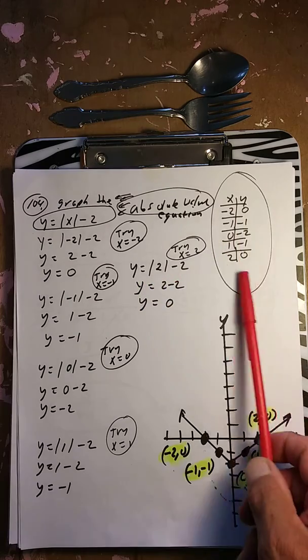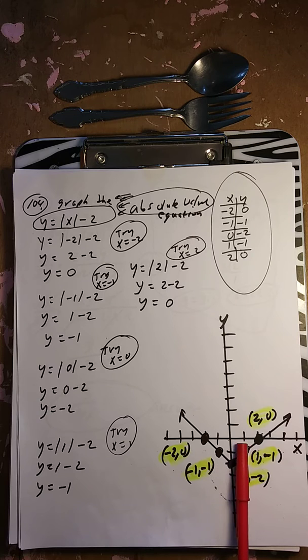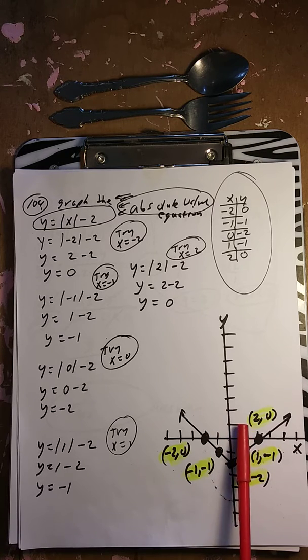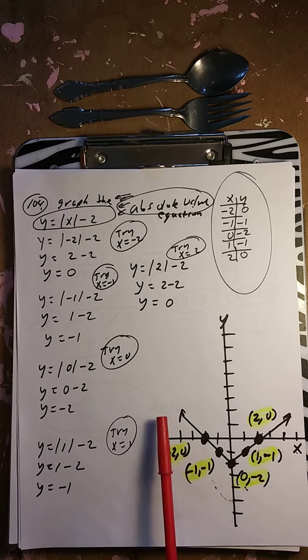So we have all these points. Put them in the graph. Negative 2, 0. And then negative 1, negative 1. And then 0 and negative 2. 1 and negative 1, and then you have 2 and 0, and then connect the dots. There's our graph of the absolute value equation.